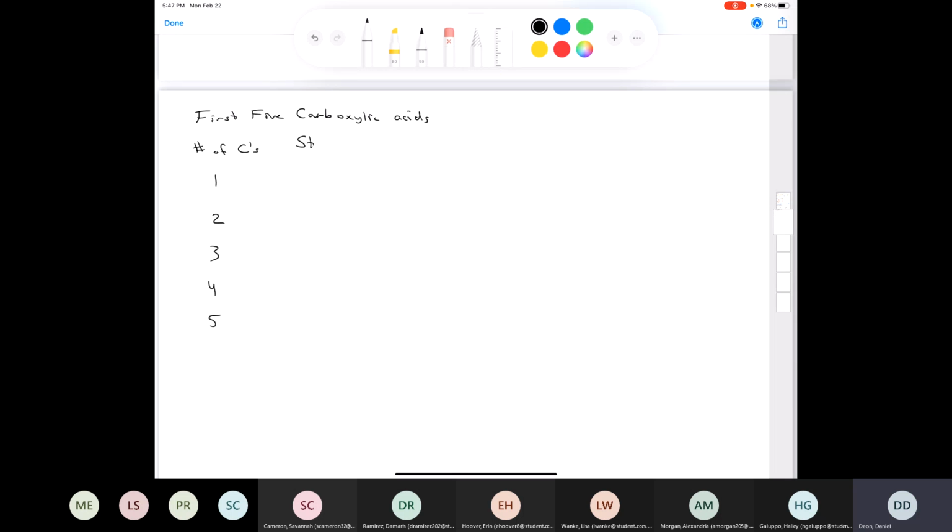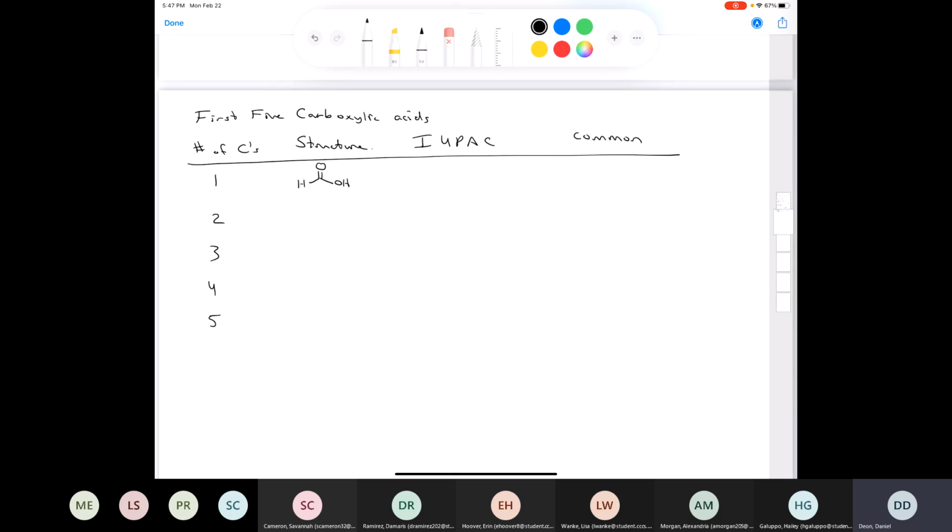We can look at the structure. We could draw them all out. And then if we look at the IUPAC name here, and then lastly, we'll look at the common name here. All right. Well, let's see if I can draw a straight line. Straight enough. All right. So if we have 1 carbon, our structure is going to be this. It's just going to be a carboxyl group with 1 carbon. So we're going to have a hydrogen here.